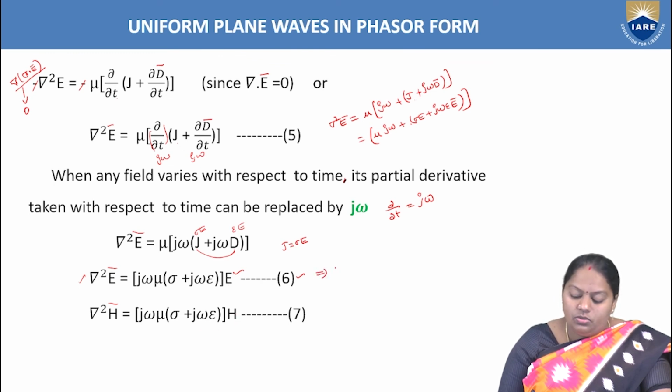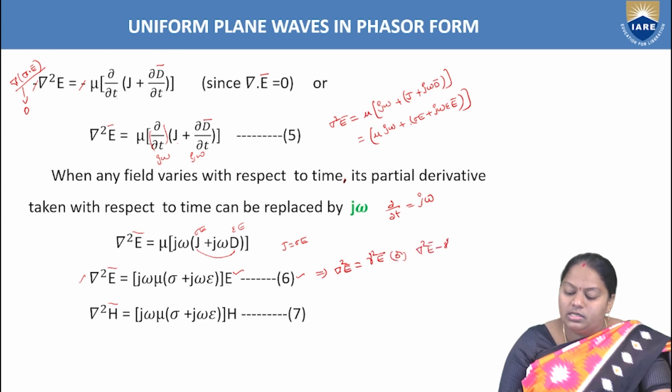Now from these two, we are going to get del square E bar equal to gamma square into E bar, or del square E bar minus gamma square E bar equal to 0. And from this equation, del square h bar equal to gamma square into h bar, or del square h bar minus gamma square h bar equal to 0.